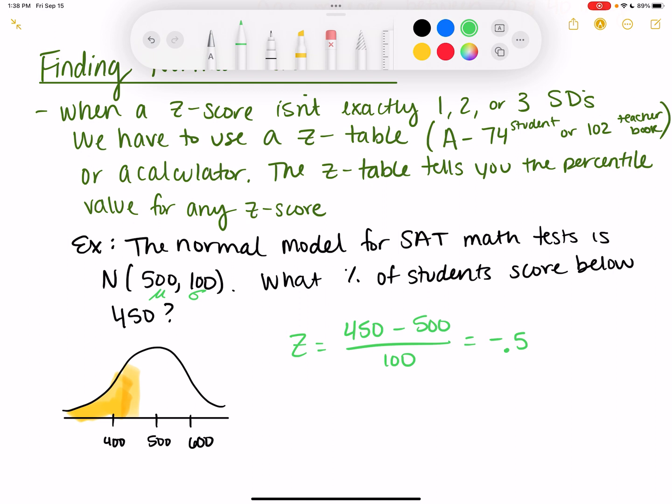Now, from the table, we would get a value of 0.3085, okay?